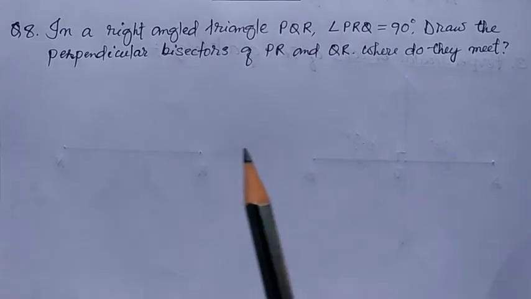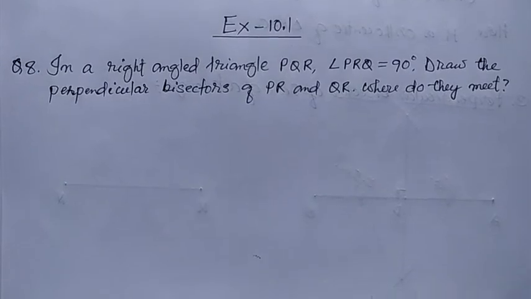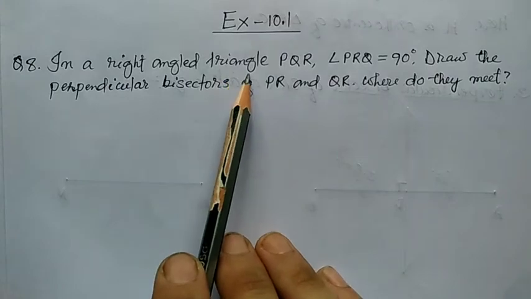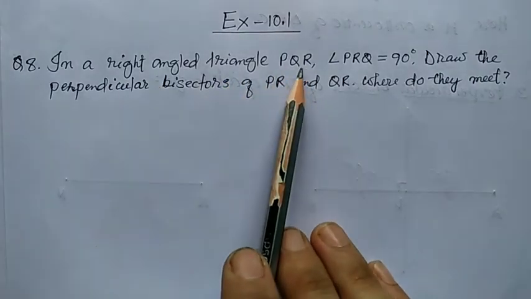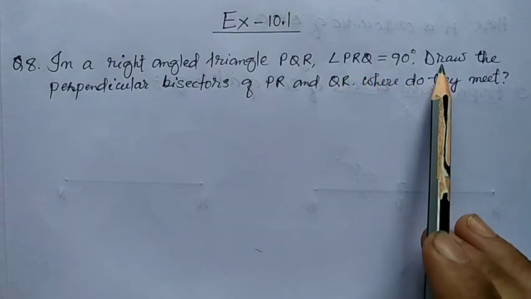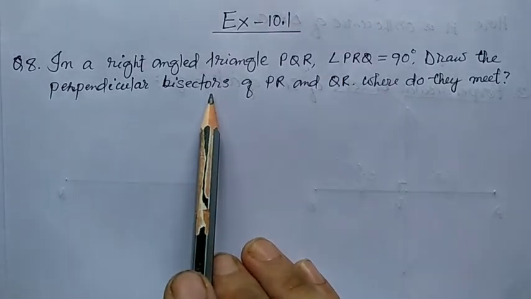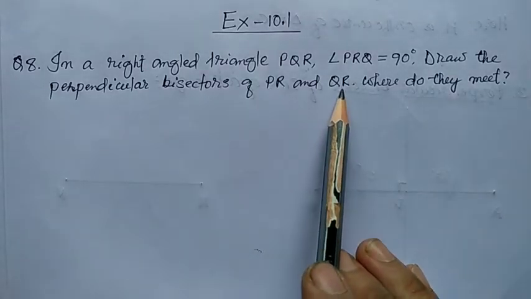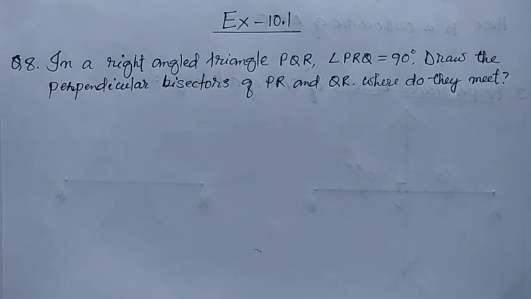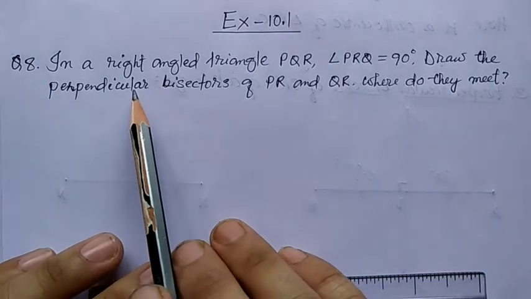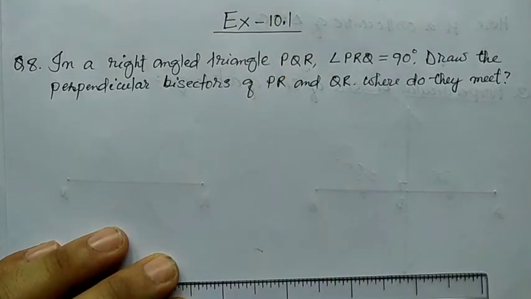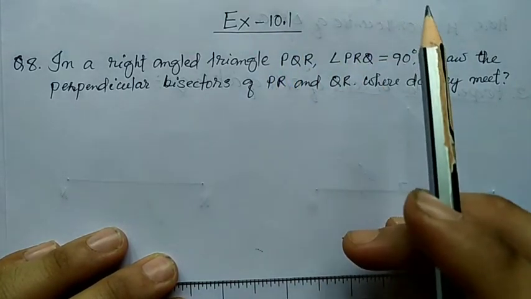Our textbook question is exercise 10.1, question number 8. In a right angle triangle PQR, angle PRQ is 90 degrees. Draw the perpendicular bisectors of PR and QR. Where do they meet? Now let's see. Here the triangle is a right angle triangle. So try to remember what we mean by a right angle triangle. It is a triangle in which one angle is 90 degrees.